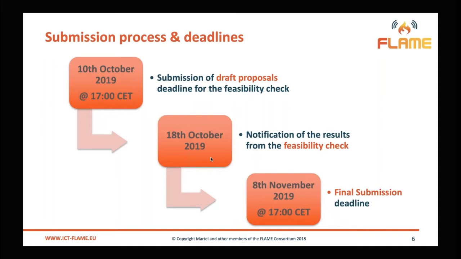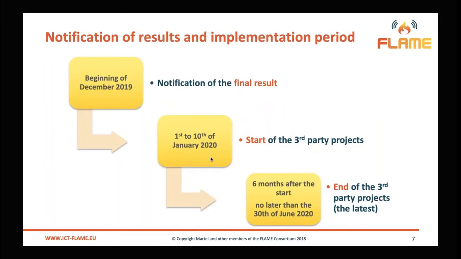Now, after that, we will move on with the evaluation of the received proposals, and you will have notification of the final results during the beginning of December, the first week, I guess. And the third-party projects will start early in January, between the 1st and the 10th of January. Every project will last 6 months, so any project cannot end after the 30th of June 2020.